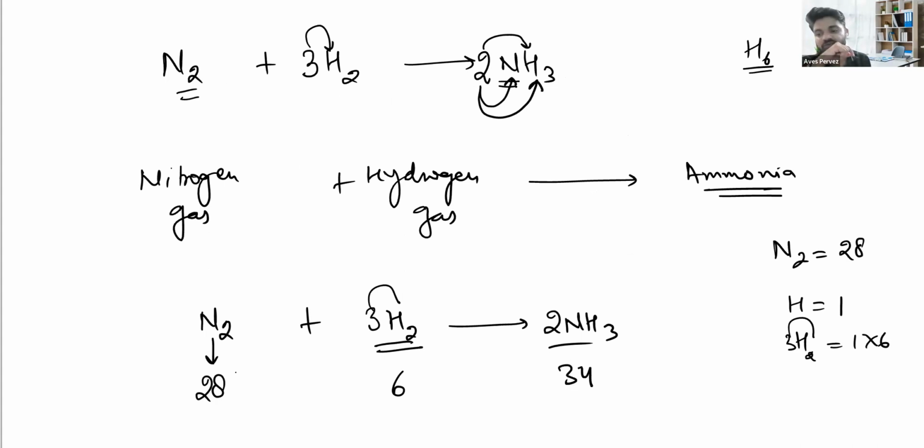Now the simplest ratio will be this one, you cut it. And what you will get? What is the simplest ratio here? You will get 28:6:34, and dividing by 2 you will get 14:3:17. Okay. So this is the simplest ratio, 14:3:17. Okay. Got it? Yes, sir. Got it.